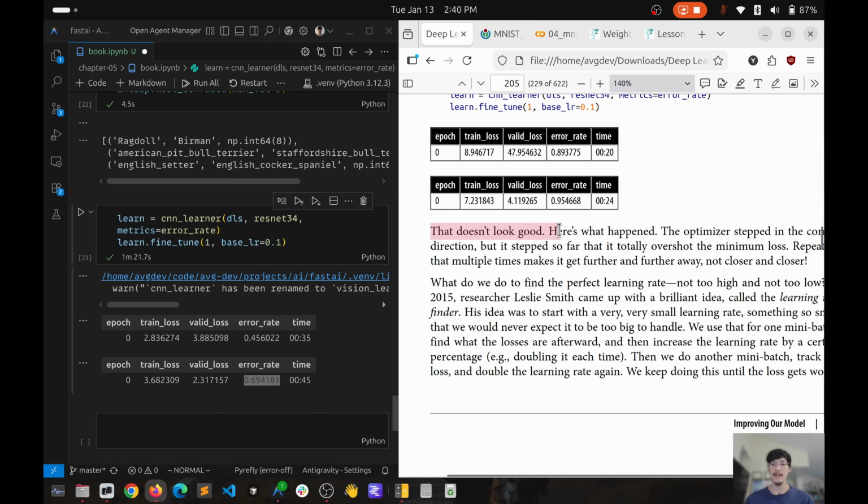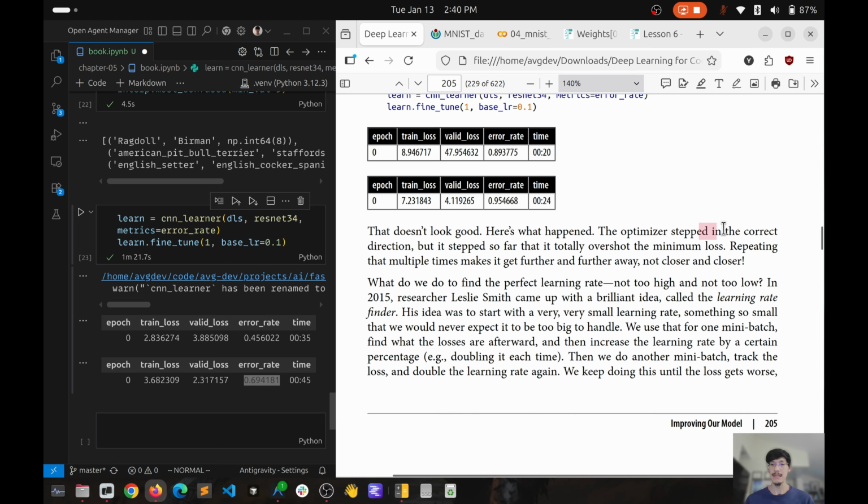That doesn't look good. Here's what happened. The optimizer stepped in the correct direction, but it stepped so far that it totally overshot the minimum loss. Repeating that multiple times makes it go further and further away, not closer and closer. What do we do to find the perfect learning rate? Not too high and not too low.